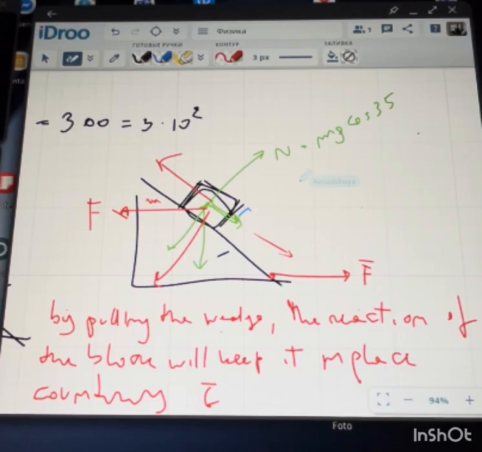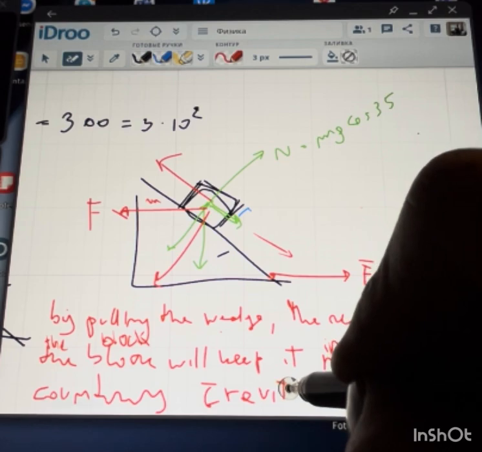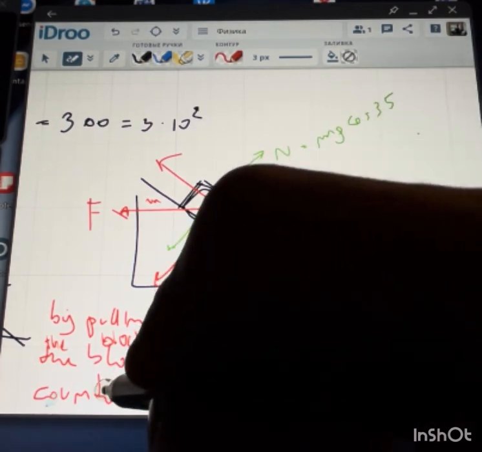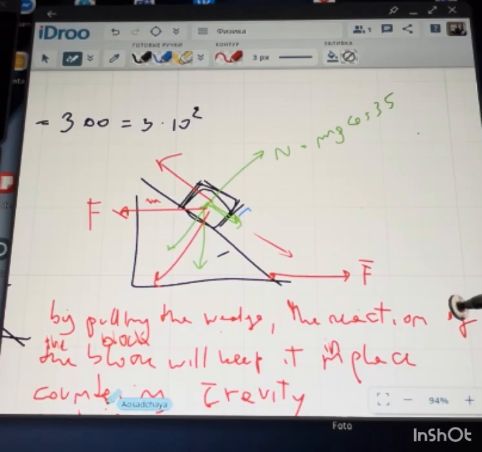By pulling the wedge, the motion, the reaction of the block will keep it in place. Yes, exactly. Countering gravity. Okay.